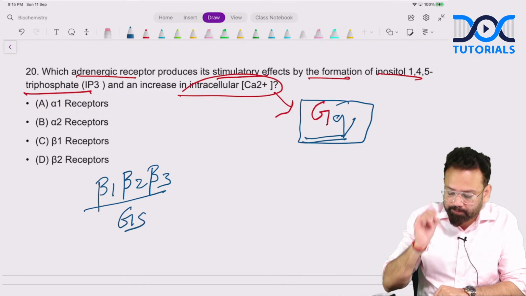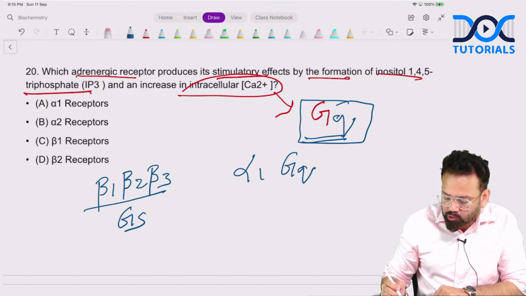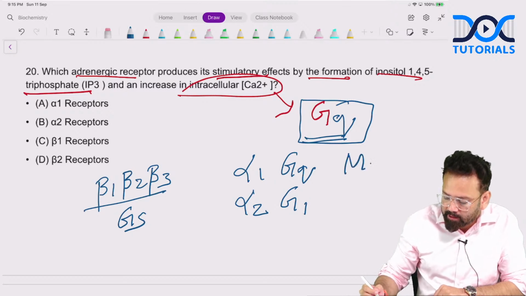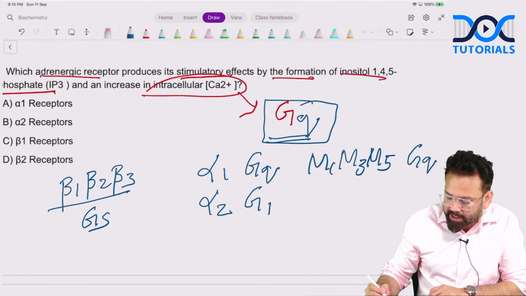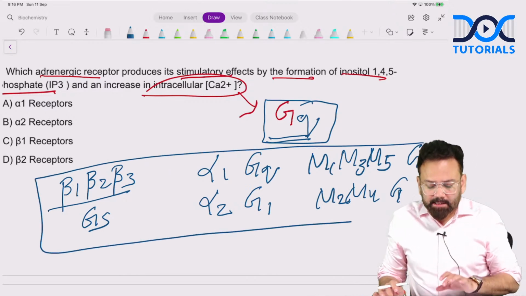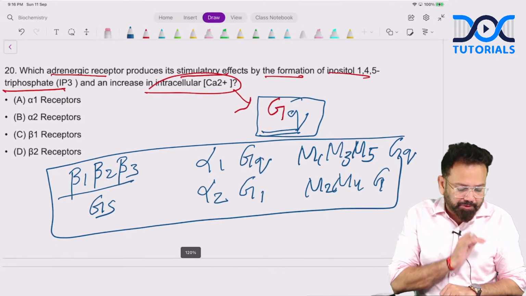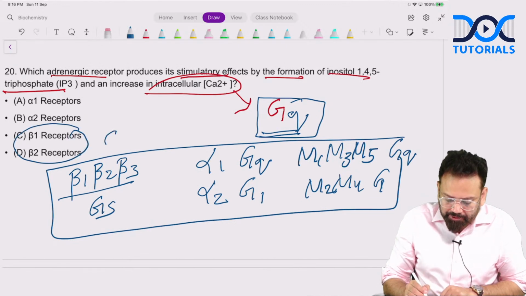Alpha 1 is GQ. Alpha 2 is GI. Muscarinic 1, muscarinic 3, muscarinic 5 are GQ. Muscarinic 2, muscarinic 4 are GI. Please remember this much. All beta receptors are G stimulatory. Alpha 2 is GI, alpha 1 is GQ.